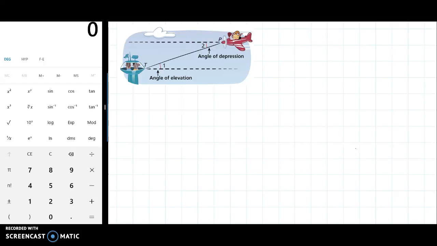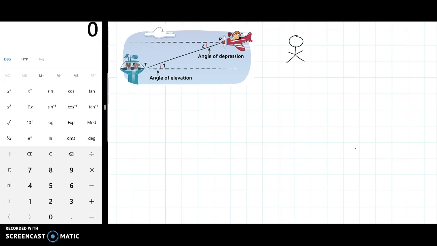Hello everyone, we're going to go over a couple of trig problems and making sure you know how to set up the visual and understand the difference between angle of depression and angle of elevation. So in the word problems that we're going to be seeing, they're going to be talking about different objects. Sometimes they talk about a person, sometimes they talk about a plane, as you see here. So it's going to vary.